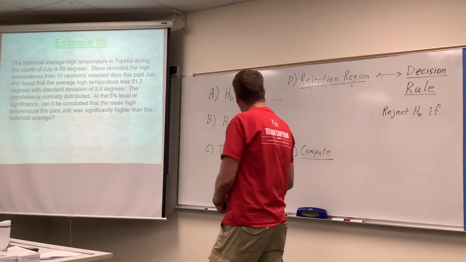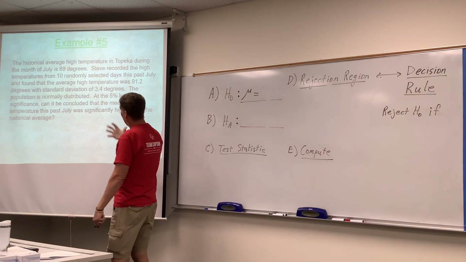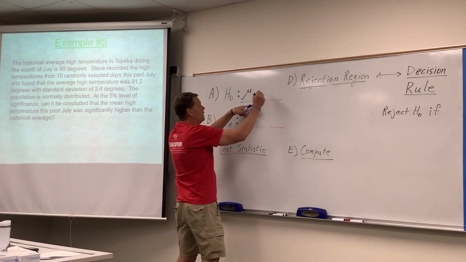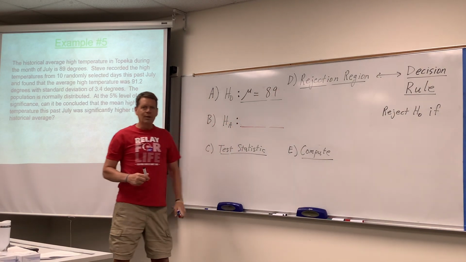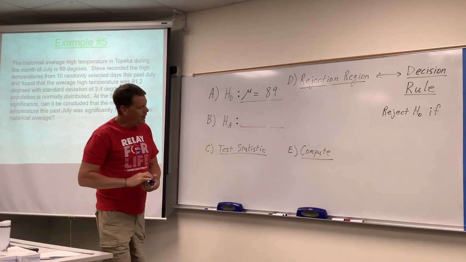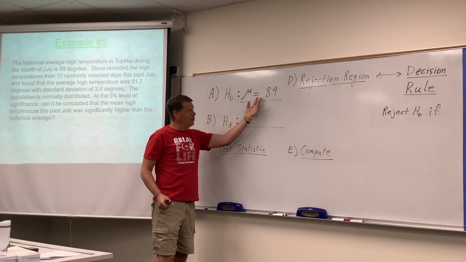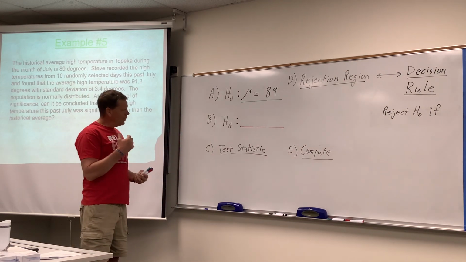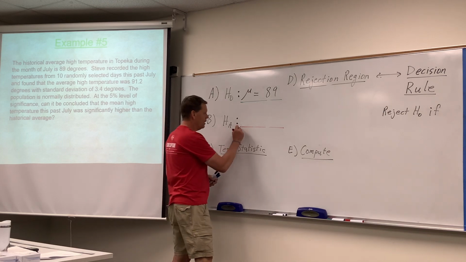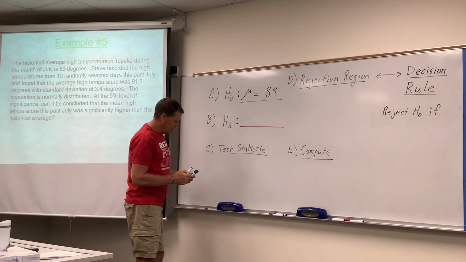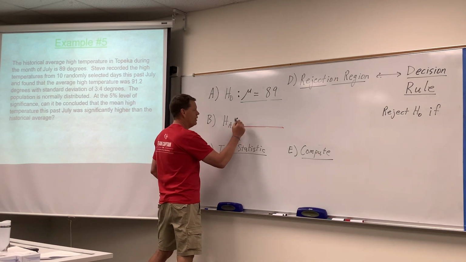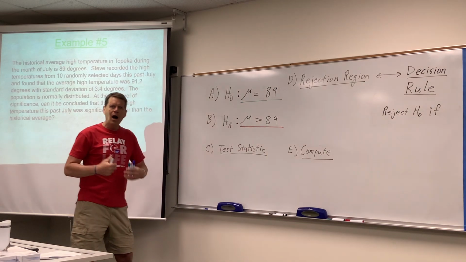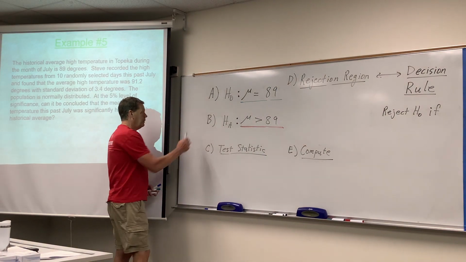So here's what we decided to do. We went and looked up what the historical average high temperature is in Topeka in the month of July, and we found out that it's equal to 89 degrees. Myself and this gentleman on the elevator. So if we're going to test his hypothesis, my new friend on the elevator, that it's been hotter than usual, then wouldn't that mean that the average for this particular month was greater than the historical 89? Hotter, higher, right?